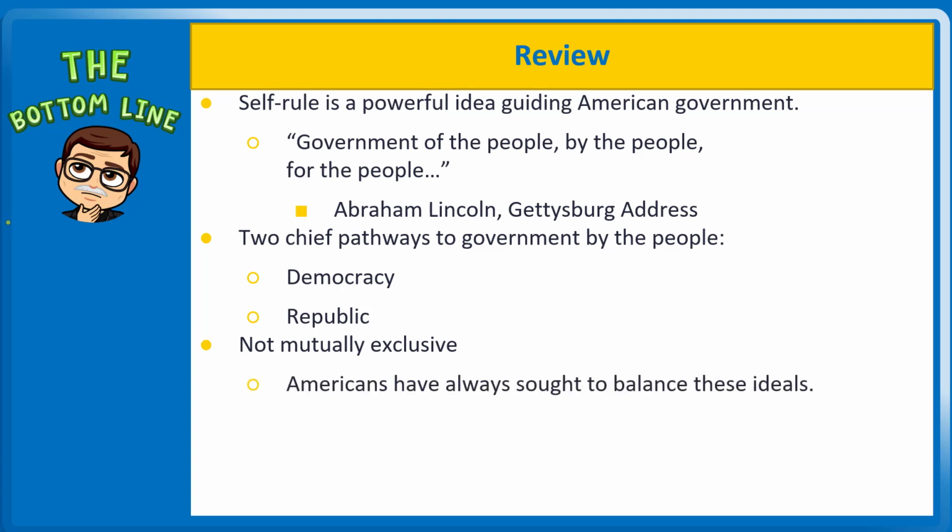Americans have always sought to balance these ideals. The question faced even today is, how much power should government have, and how much power should the people have?